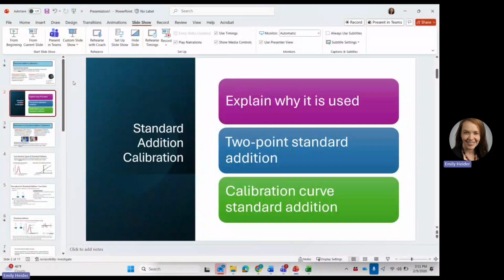All right, folks. In this lecture, we're going to look at what standard addition calibration is, why we would use it, and the two different types of standard addition calibration, a 2-point standard addition and a calibration curve standard addition.